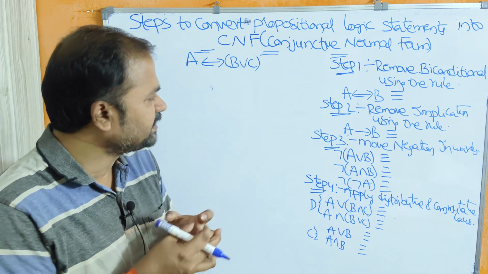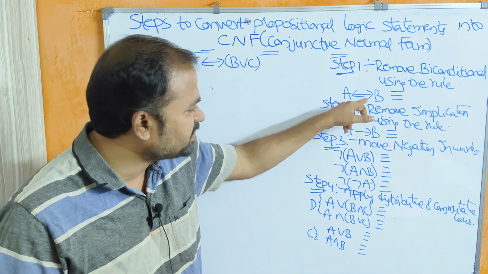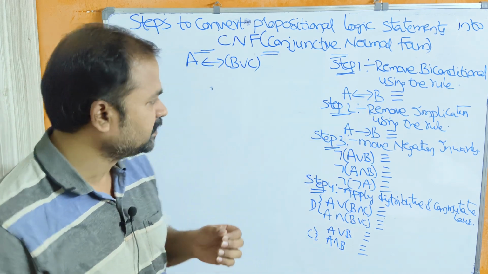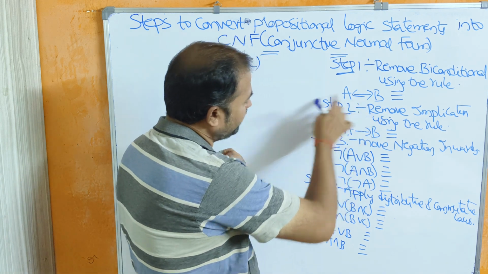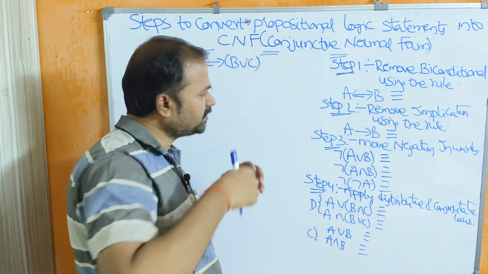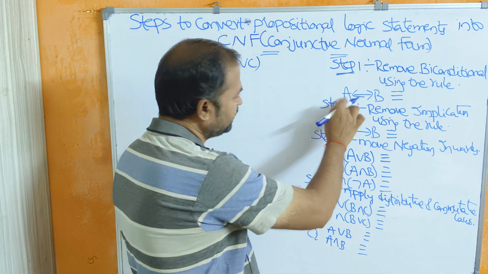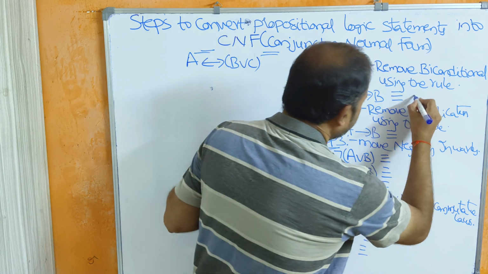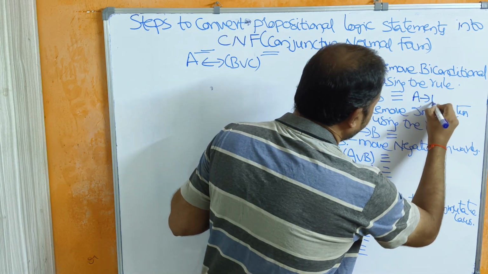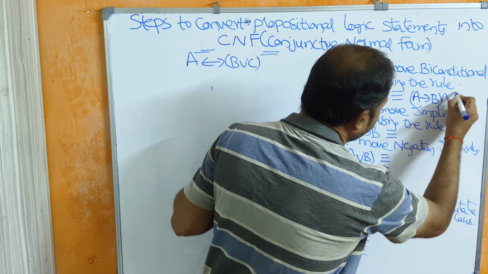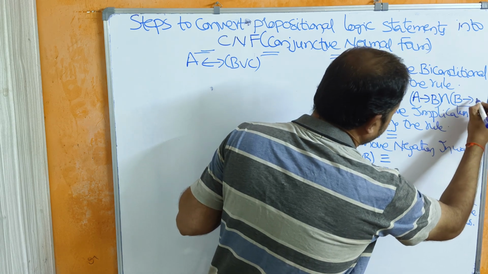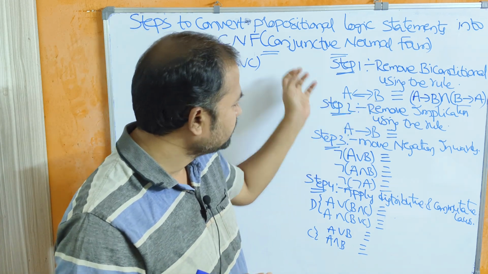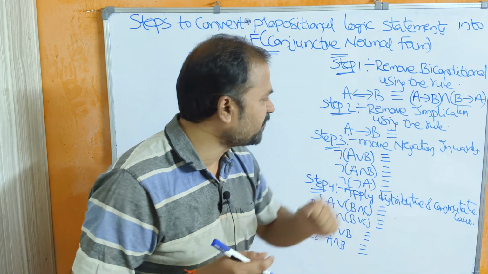If the statement contains the biconditional operator, which we can call if and only if, then we have to use this rule in order to remove it. A biconditional B is equal to (A implies B) and (B implies A). So if the statement contains A biconditional B, then we have to replace that statement by this formula.